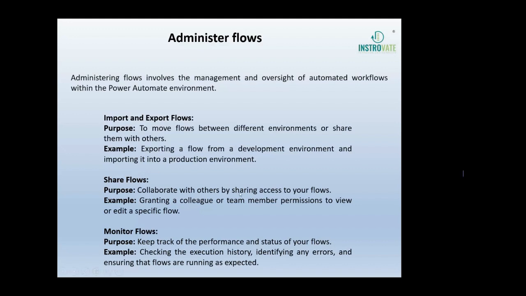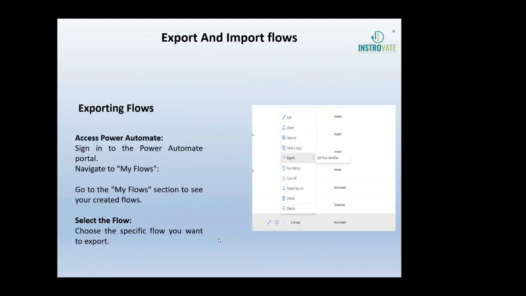So all of these are basically administrator flows, and each flow has its different criteria, so you can use them accordingly. Okay. Now we will see export and import flows. So from here, when you go to the Power Automate user interface, you will see this export option. When you right click on the flow you have created, you will see this kind of window, and here you will see this export.